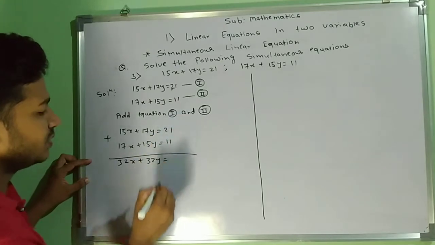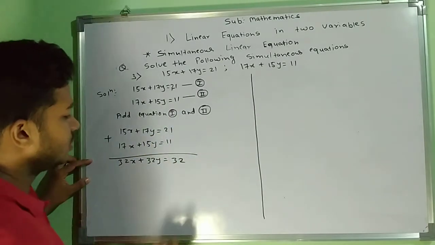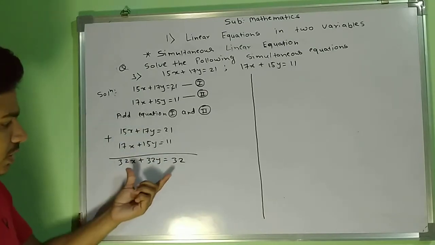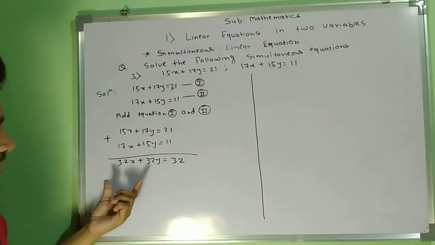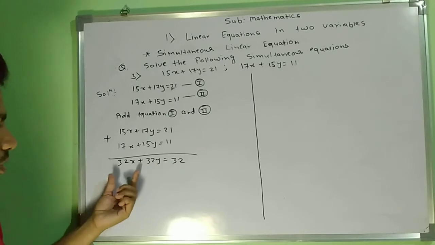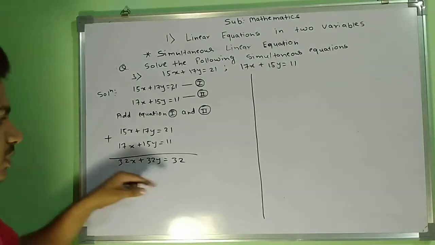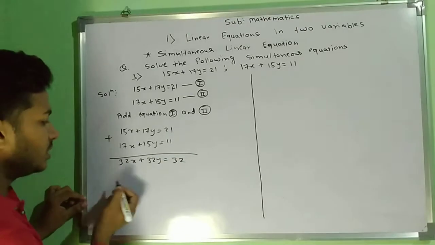is equal to now 21 plus 11 again 32. So what we got, 32x plus 32y which is equal to 32. Now look here, right hand side and left hand side very carefully. Here all the coefficients are 32 and here constant term is also 32. So we can divide that equation by 32.